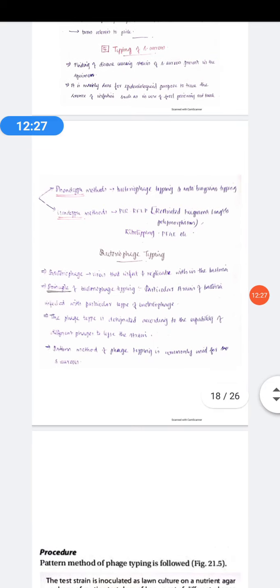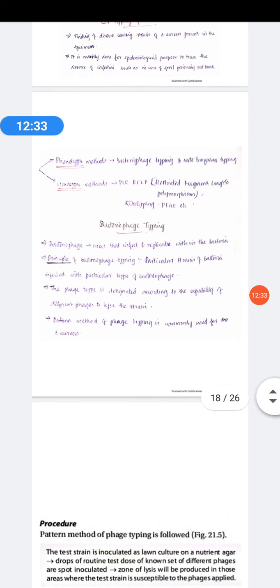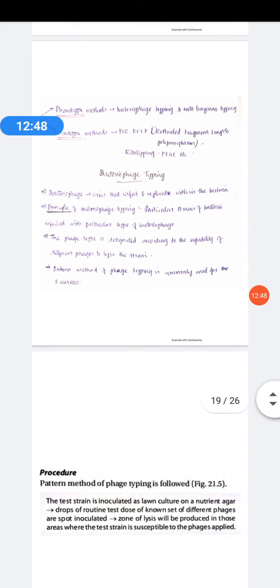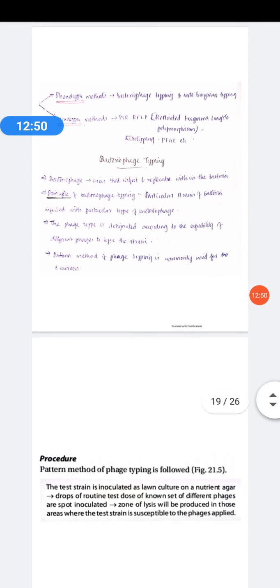There are mainly two types of typing methods. First one is the phenotyping method and second one is the genotyping method. Coming to the phenotyping methods, they include bacteriophage typing and antibiogram typing. In genotyping methods, there is PCR, RFLP, that is restriction fragment length polymorphism, then ribotyping and PFGE, etc.